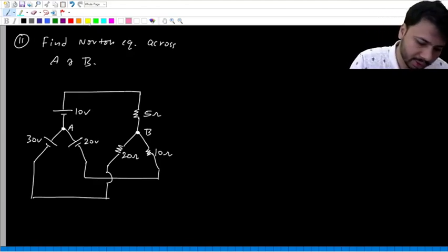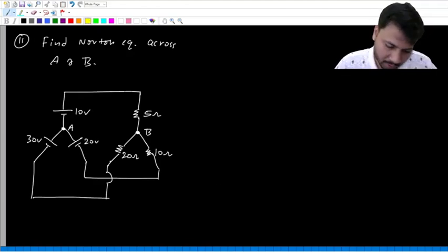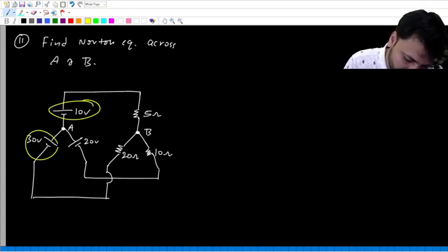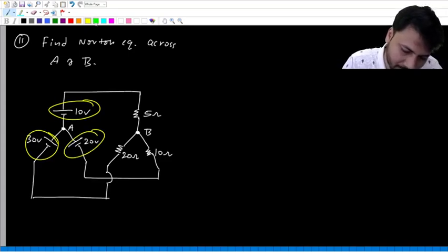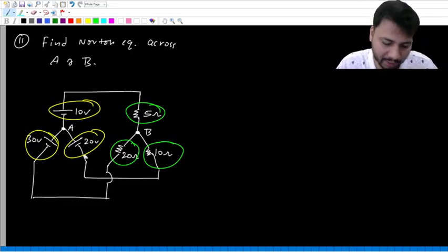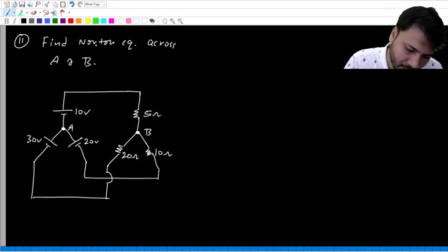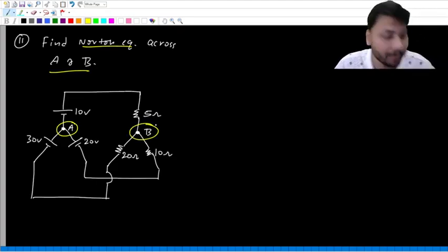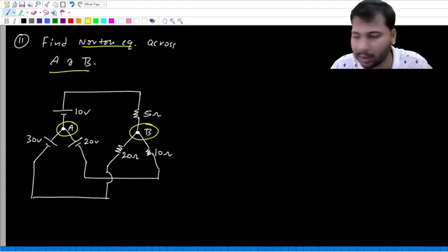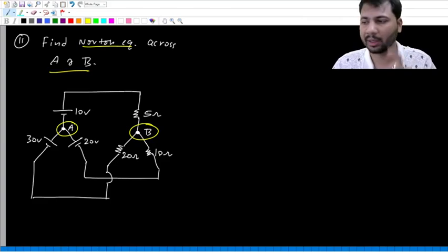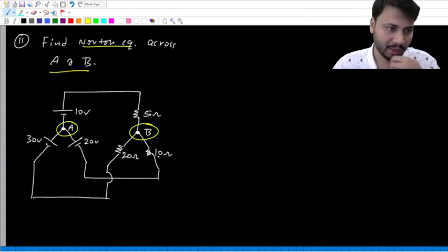Okay, please look at the next circuit. Say some circuit, it contains what? One voltage source, second voltage source, third voltage source. It also has three resistors. Okay, three voltage sources and three resistors. And the question is what? To find the Norton equivalent across the 2 points A and B. So this is A, this is B. So you have to find the Norton equivalent.